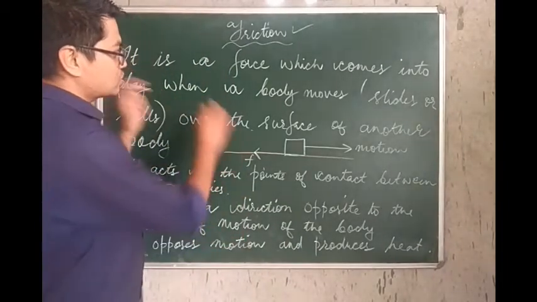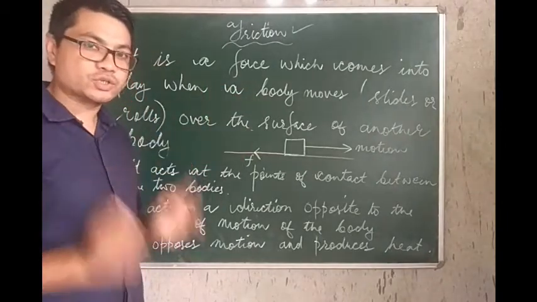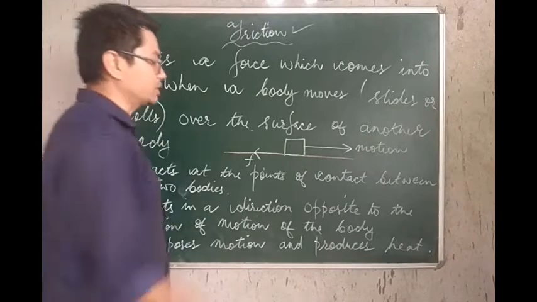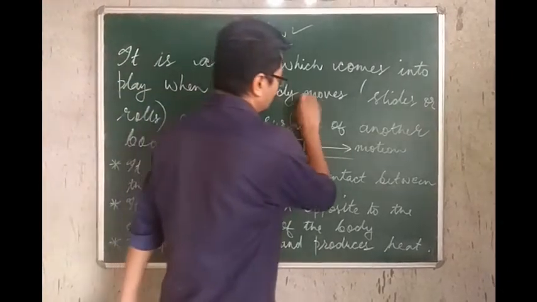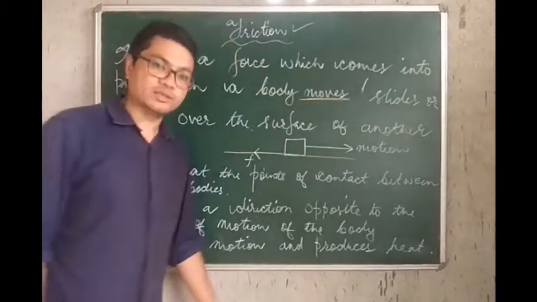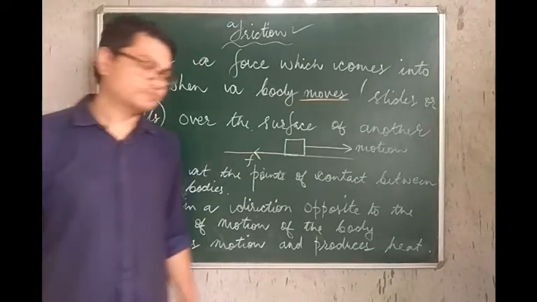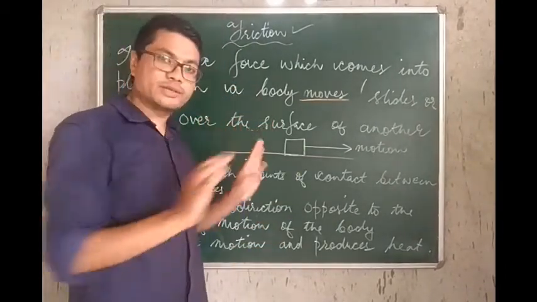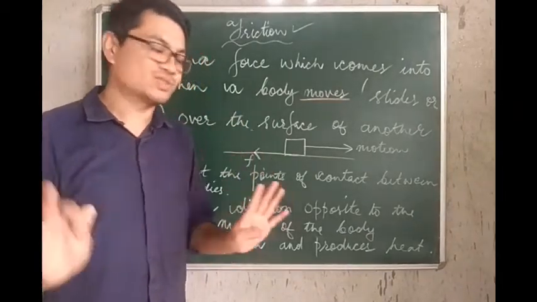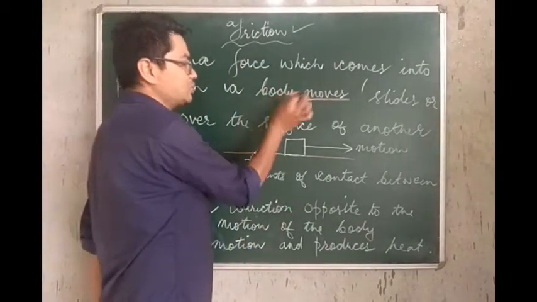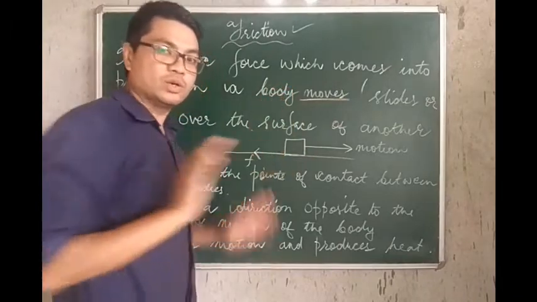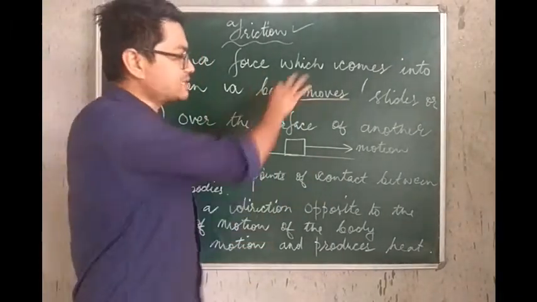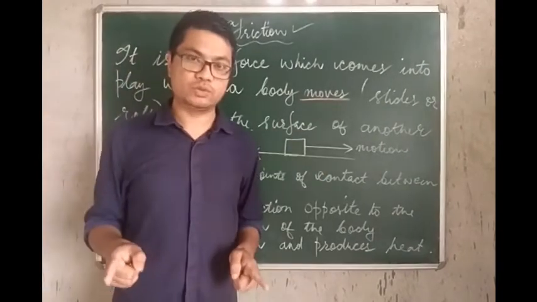Now talking about this definition of friction, what we've written is friction is a force which acts when a body moves over the surface of another body. Now, to tell you a fact, this definition is true. Yes, it is true, because friction comes into play when a body moves over the surface of another body. But remember, this definition is not telling us the complete truth.